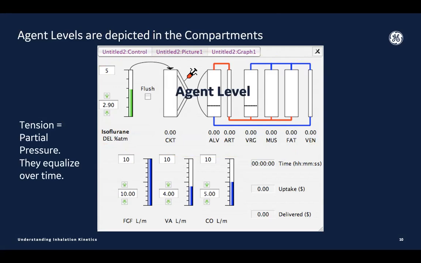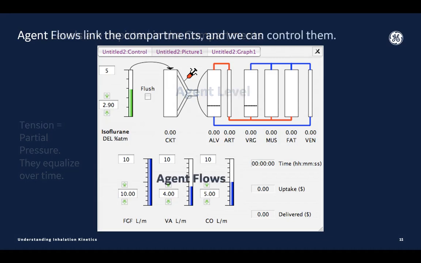We look at the agent level. They're depicted in these compartments. We are looking at the tension or partial pressure of anesthetic in these compartments, and they equalize over time. Concentrations don't equalize, they equilibrate, but partial pressure or tension equalizes.